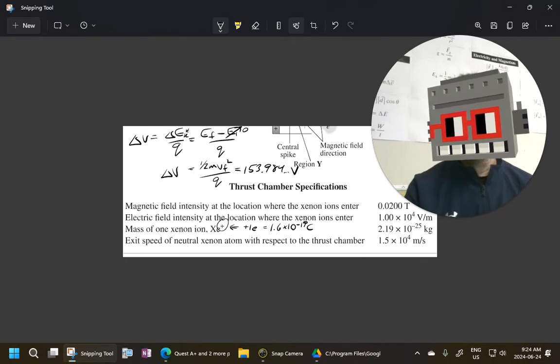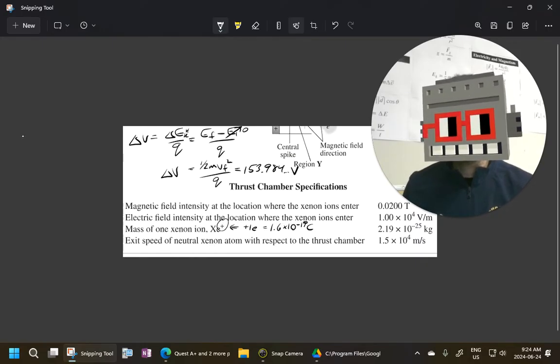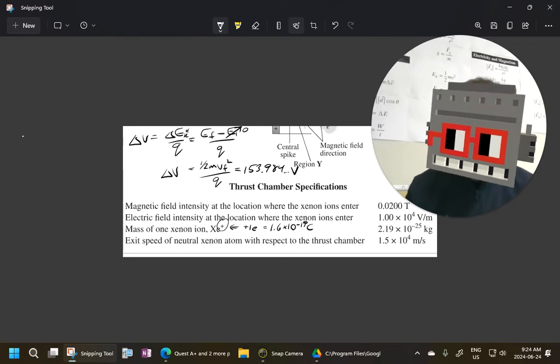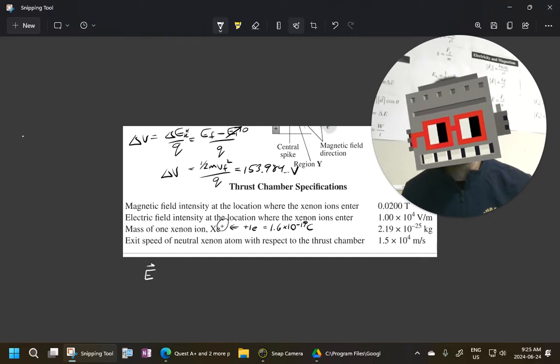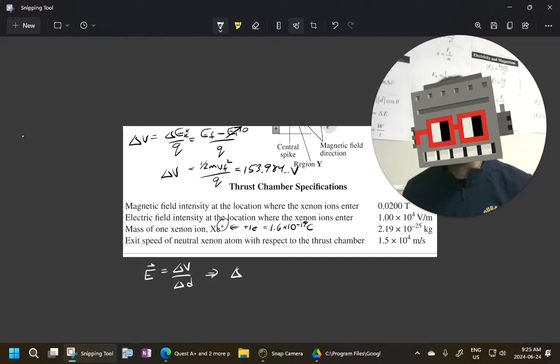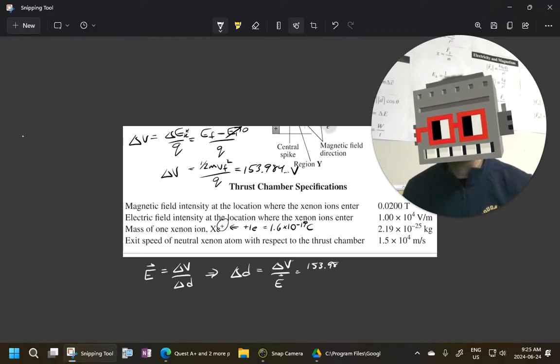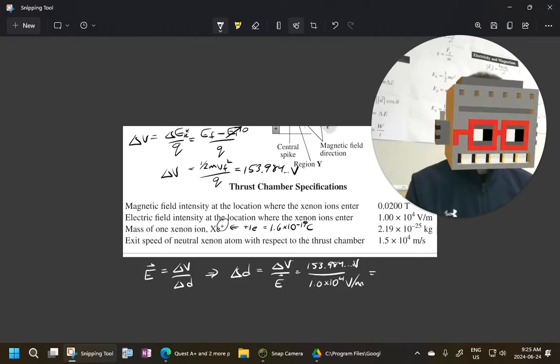So now we have our voltage. So what I'm going to do is take that voltage and use the other formula that's behind my head here. E is equal to delta V over D. I'm going to solve for D. So I'm going to times the D up, divide the E down, and there we go. We got 153 point, and I'm going to divide that by that electric field there, 1.0 times 10 to the 4 volts per meter. Cool. All right, let's do that.